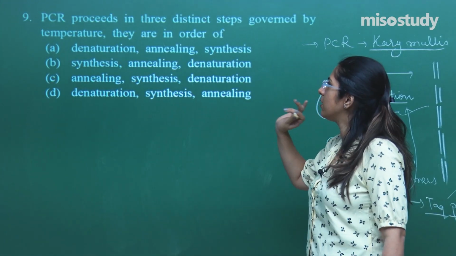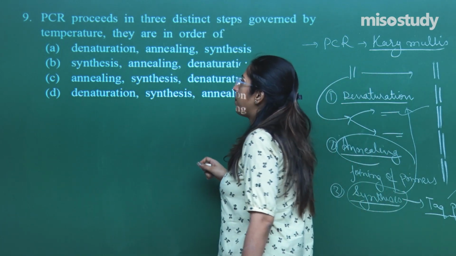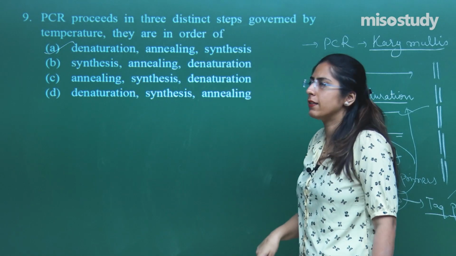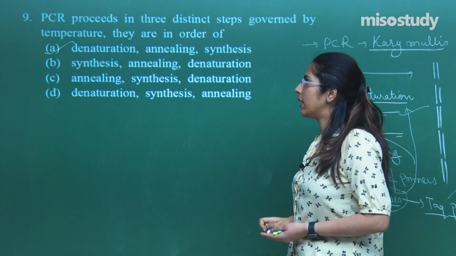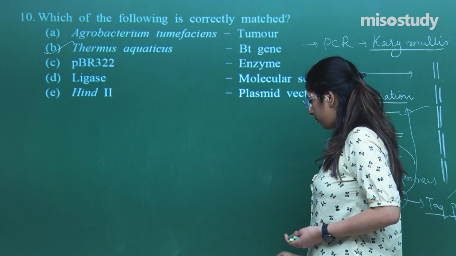Our main question was very simple. This was based upon, we have to look for the correct sequences in the particular order. The correct option is A, denaturation, annealing and synthesis. Hope you are clear with this. Let's talk about the next question, question number 10.